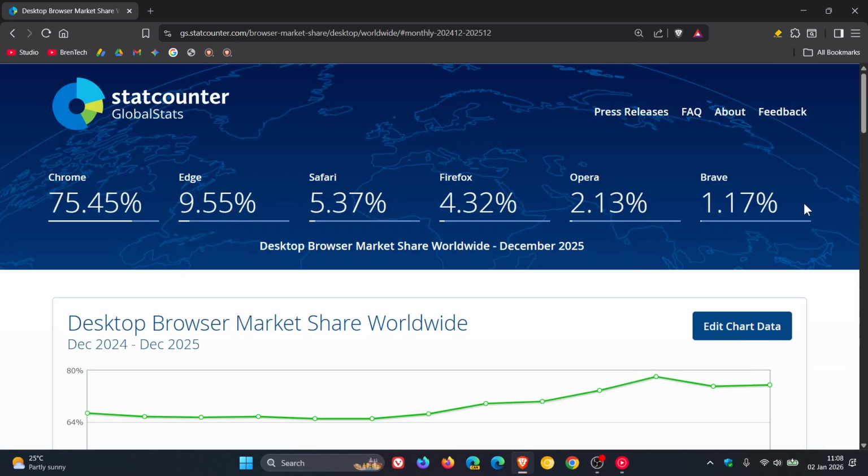So that's the Statcounter Global Stats Survey results for the desktop browser market share for December 2025.